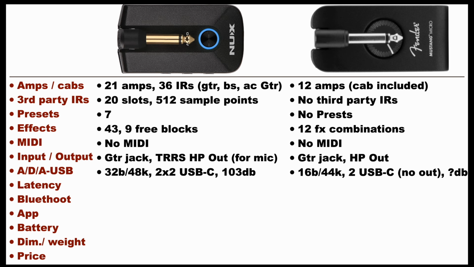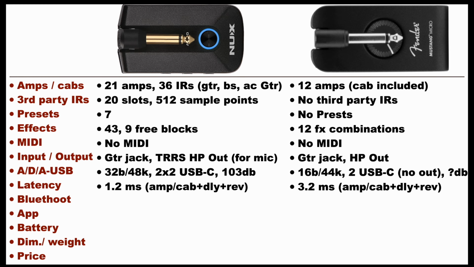The Mighty Pro offers a 2x2 audio interface, whereas the Mustang Micro offers only 2 USB input channels. Therefore, if you want to mix and play together with the Mustang Micro, you basically need an audio interface. The latency of the Mighty Pro is 1.2 milliseconds, whereas the one of the Mustang Micro is 3.2. So both the units offer pretty good latency numbers, but the Mighty Pro is really outstanding. If you want more info about latency, you can check out the video in the card above or description below.